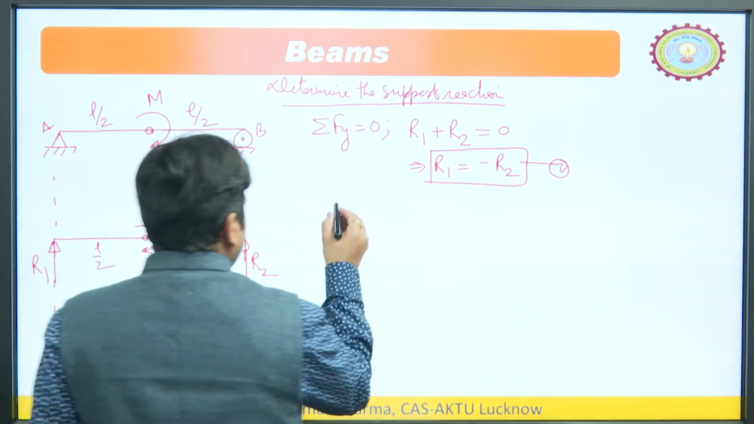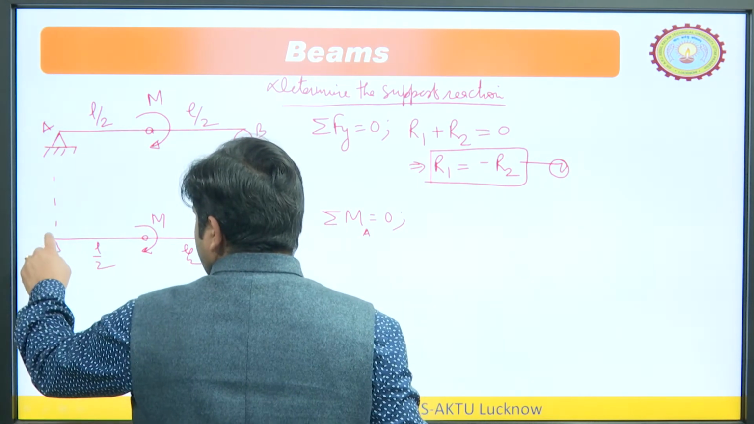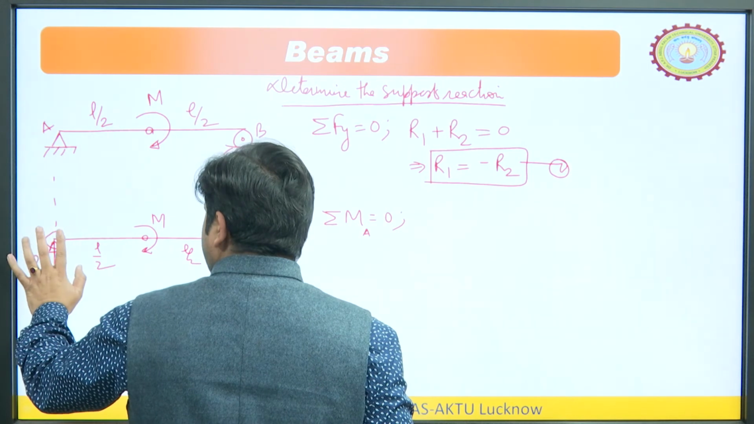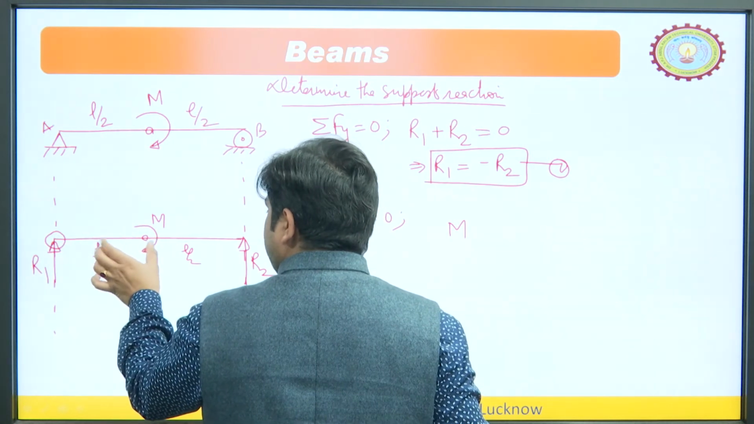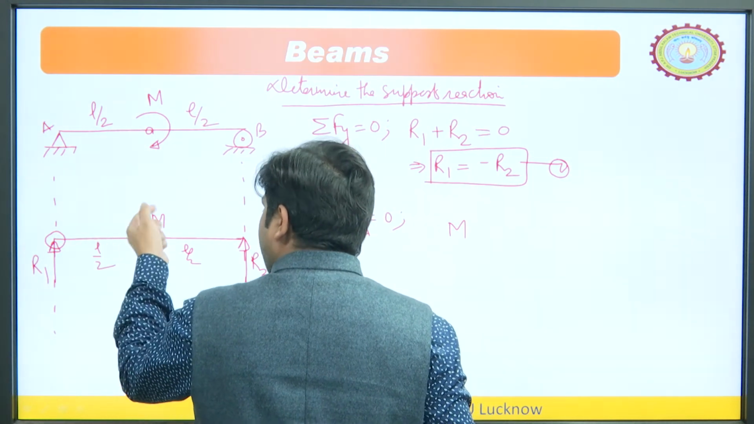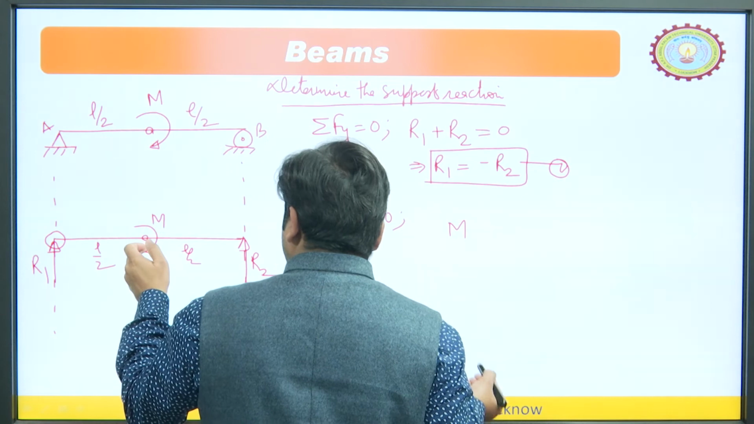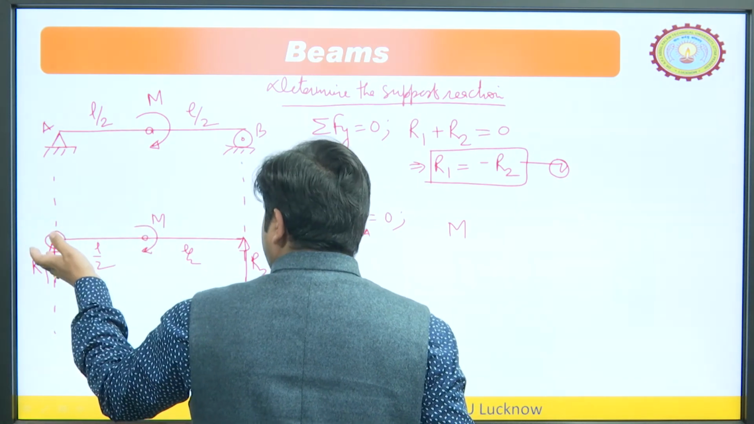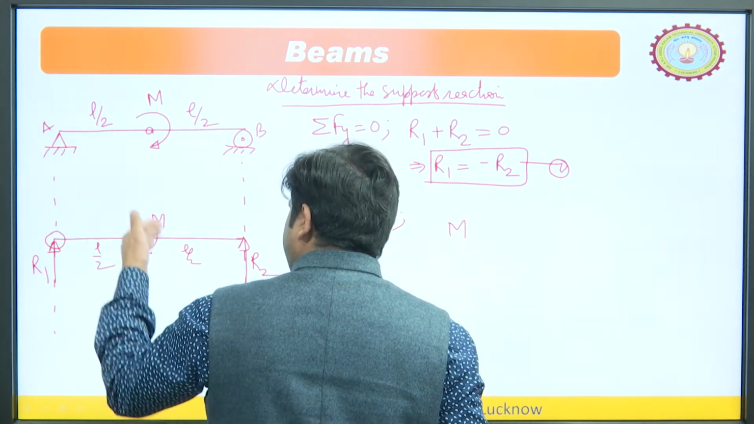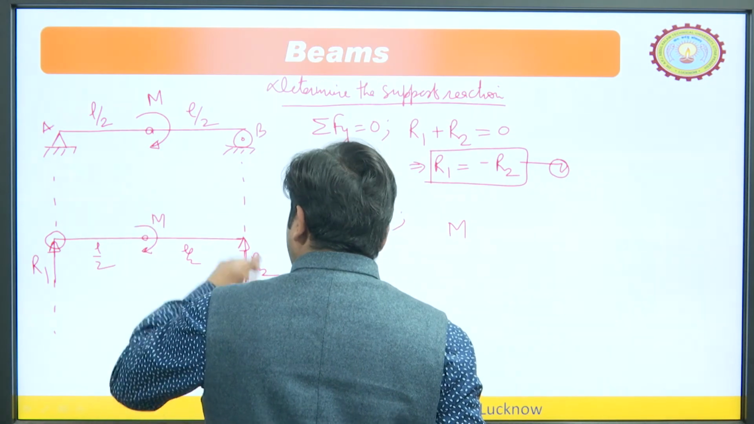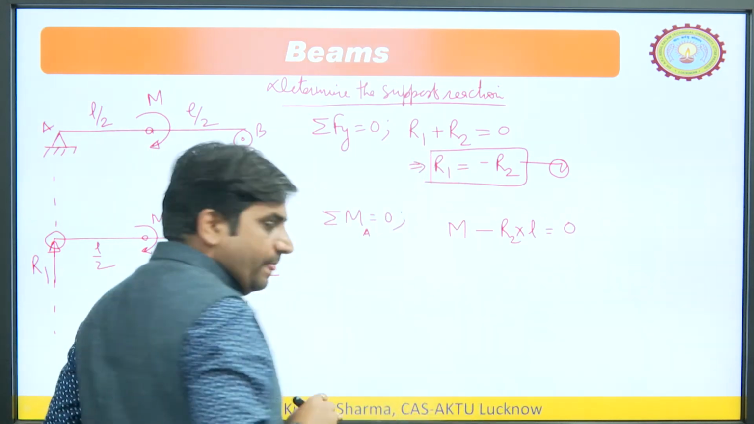So, now apply sigma M equals 0 about point A. The moment of R1 about this point is 0, so ignore it. Now, the second moment is M. We do not need to multiply this moment with a distance, because it is already a moment. Just add it or subtract it. If it is clockwise, take it as positive; if it were anti-clockwise, you would take it as negative. We have considered the sign convention that clockwise moments are positive. So, M is positive, and minus R2 into L equals 0. So, this is the reaction.